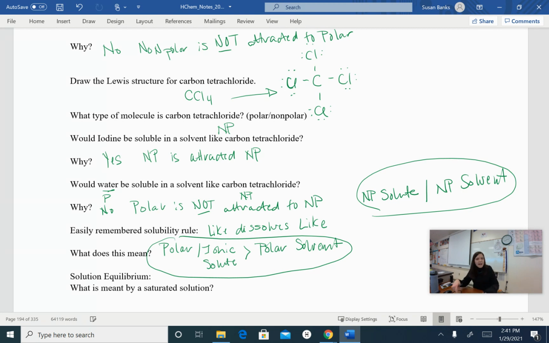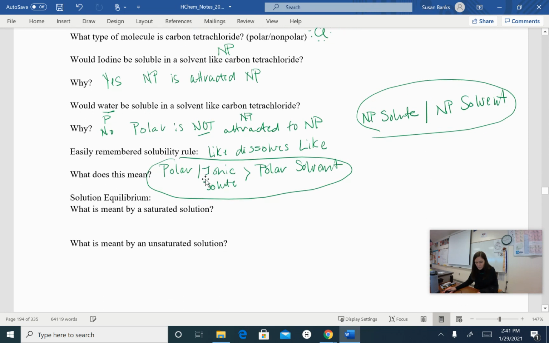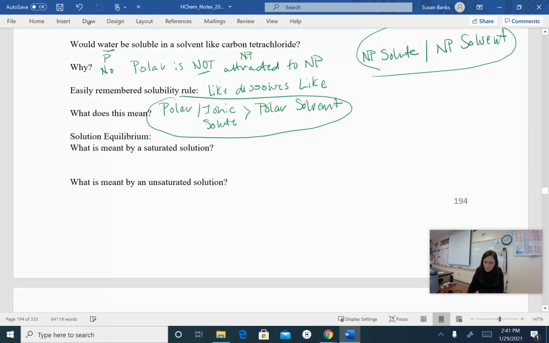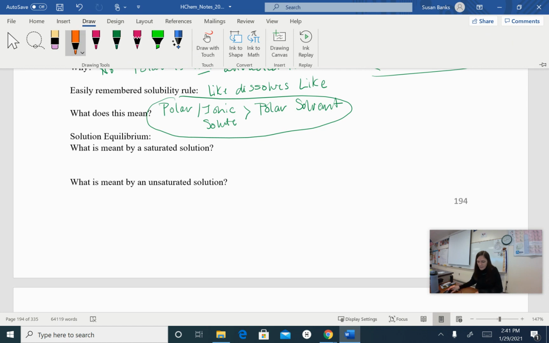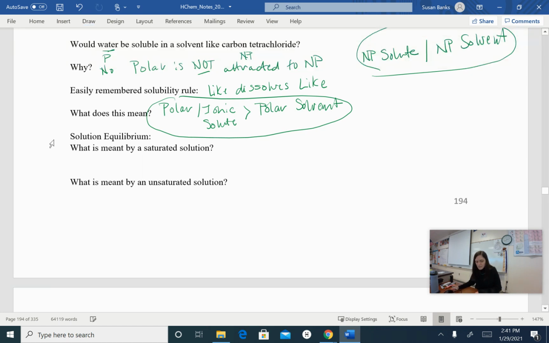All right? I have attached a video to this module where it demos like dissolves like. Okay, we're going to talk about some solution equilibrium now, and we're going to do some definitions. So saturated. What happens when something becomes saturated? If you've ever talked about saturated color, it means you can't put any more color into that. Or if I have a sponge that is saturated with water, I can't put any more water in that. So saturated is a solution that I cannot dissolve any more solute into.